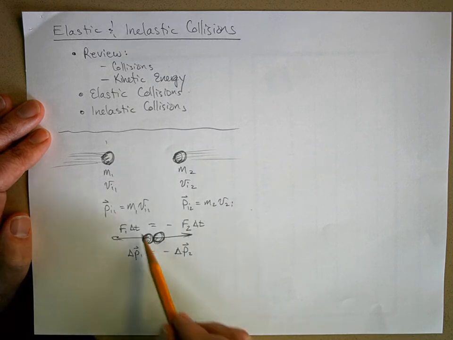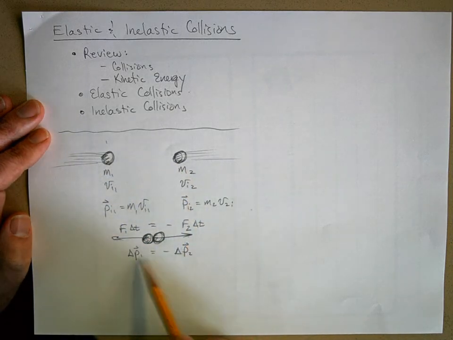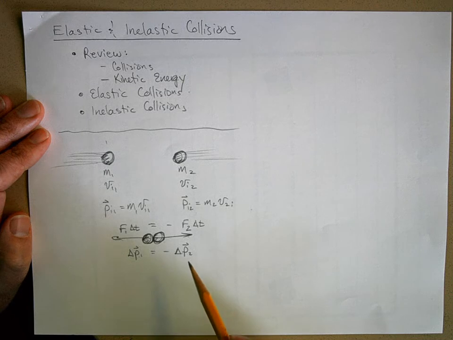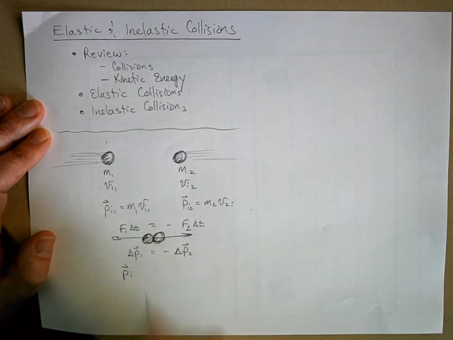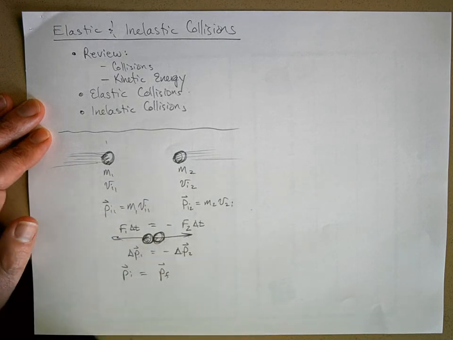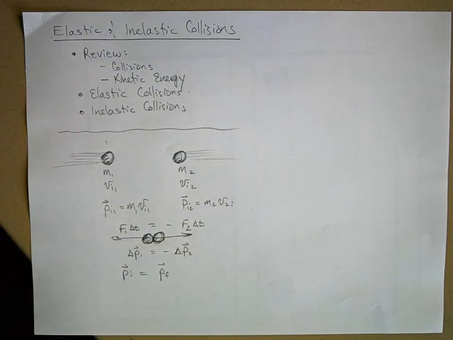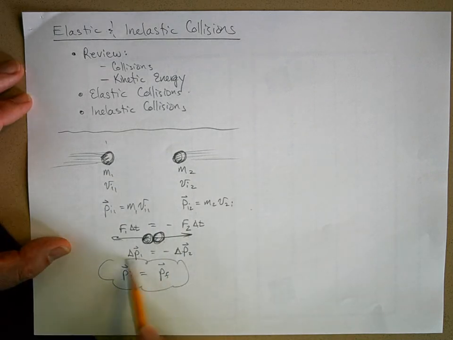So even though object 1 gets its momentum changed and object 2 gets its momentum changed, if I were to add those momenta together, I would get 0. Which means that the initial momentum of the system is equal to the final momentum of the system. And we said this is true for all collisions.